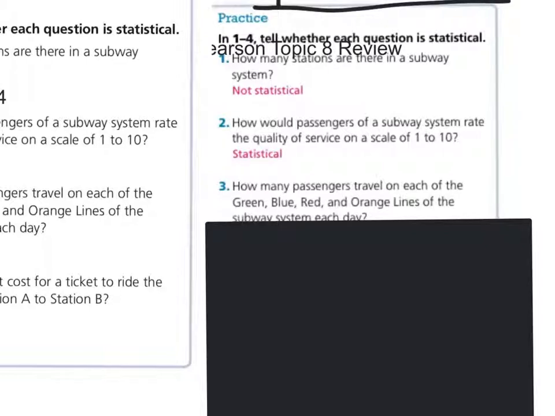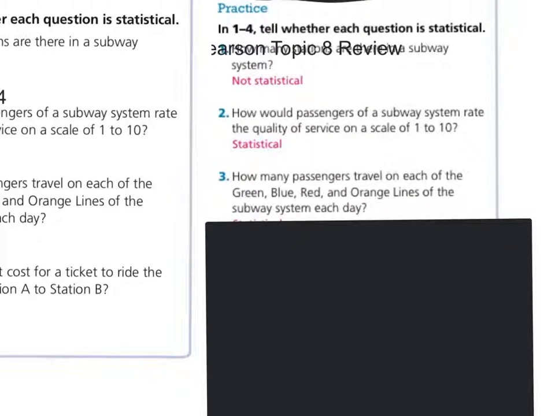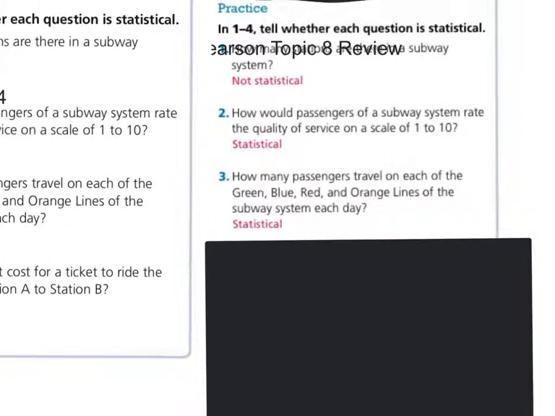Number 3, how many passengers travel on each of the green, blue, red, and orange lines of the subway system each day? So the assumption we're going to make with this is that for each one of these lines, maybe there's a person in charge of figuring out how many people are traveling on each of the lines. So we ask the person in charge of the green line, we ask the person in charge of the blue line, and so on. Presumably we're going to have different amounts of people. It'd be very strange, I think, if we had the exact same number of people on every single line of the subway system. Each line goes through a different part of town, so that would be statistical.